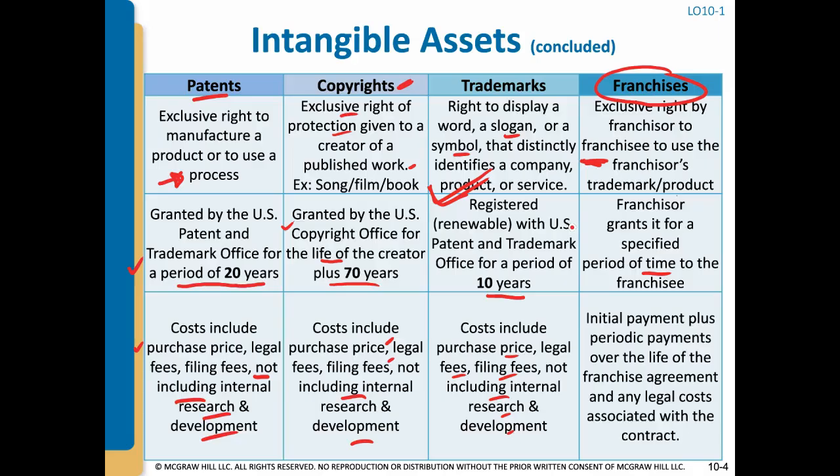So what costs are actually capitalized? It's the initial payment, plus the periodic payments over the life of the franchise agreement, and any legal costs. So if I want to open up a McDonald's, I would have to pay some sort of initial payment to McDonald's Corporation, let's call it $1 million, plus either monthly, quarterly, or annual payments over the life of the franchise agreement. I would also have to pay that as well. All those costs are considered to be franchise costs, and they are capitalized as an intangible asset.